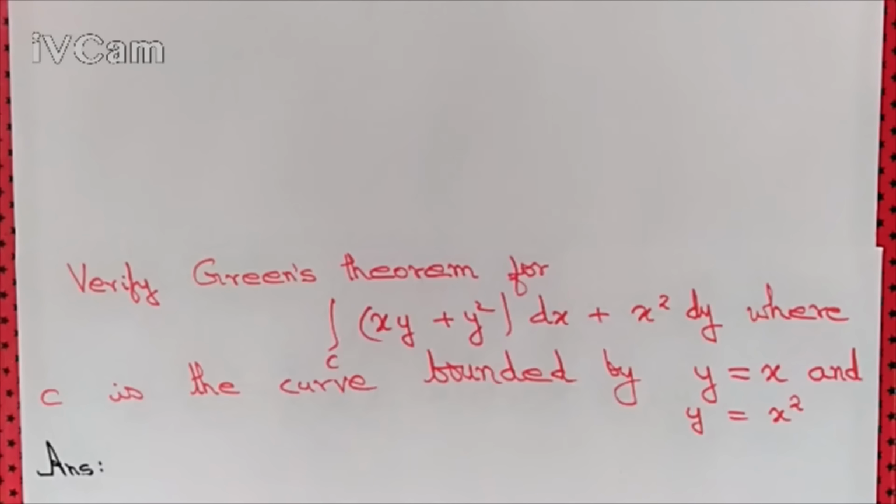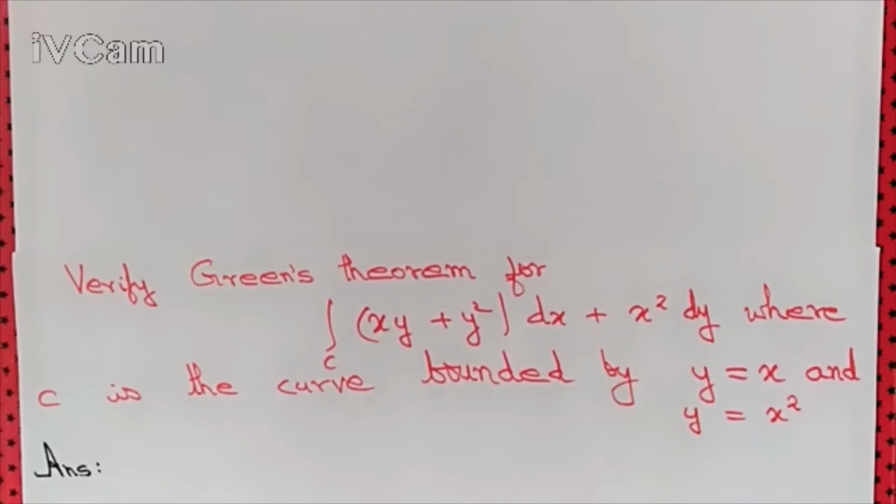First of all, if we want to verify Green's theorem, or if we want to apply Green's theorem, we need the curve to be a closed curve. Now, as per the question, C is the curve bounded by y equal to x and y equal to x square. Let's draw those two curves.